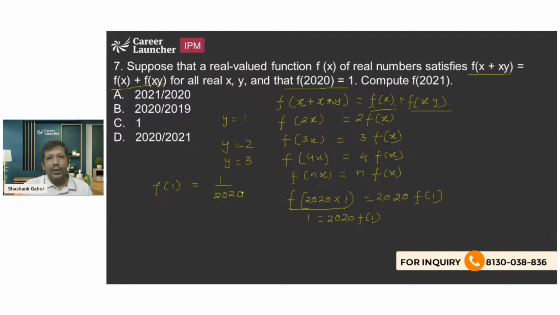Now the question is asking what is the value of this? So I put n as 2021. So f of 2021 is equal to n, that is 2021 into f of 1. What is f of 1? 1 upon 2020. And that gives us our answer, that is going to be option A.